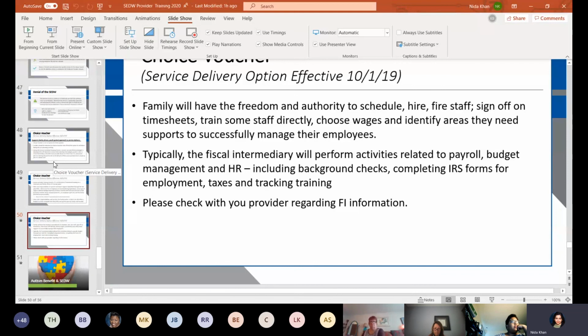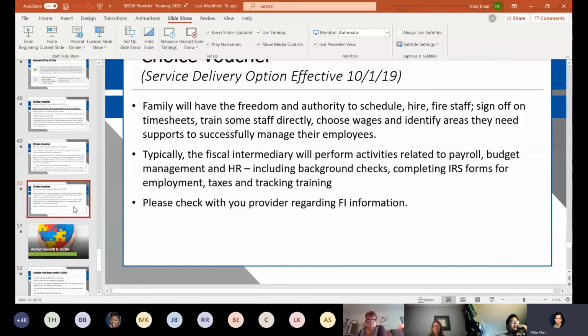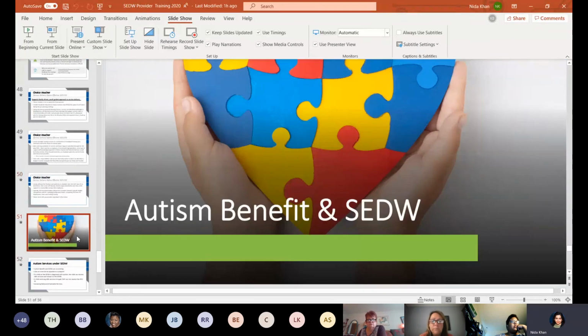So far, we have not had even one family ask for the choice voucher under SED waiver. I don't know if this may come up in the future, but so far we have not had anyone ask for it. The other thing I briefly want to talk about is autism benefit and SED waiver.